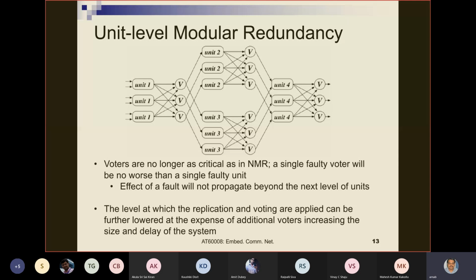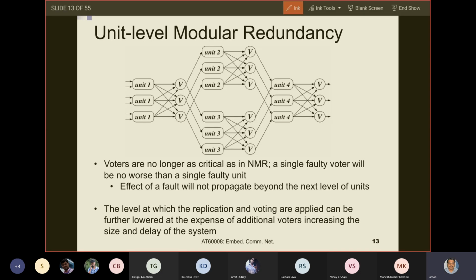And then today we will be looking at a redundant structure in which the redundancy is not applied at the entire system level, but within individual subcomponents. For example, let us say that you have a system like this here. How is the system? The system is basically like this.